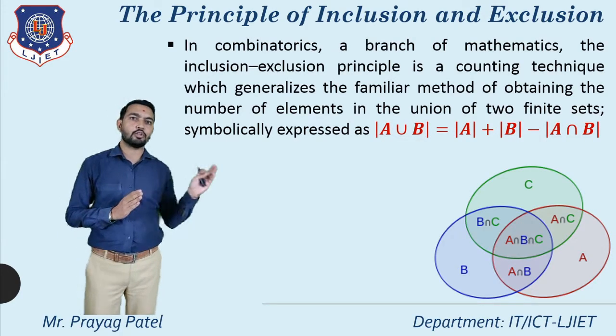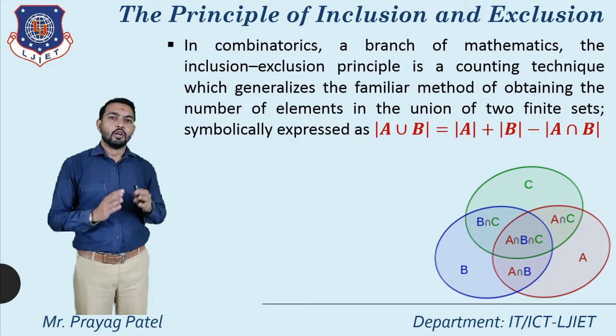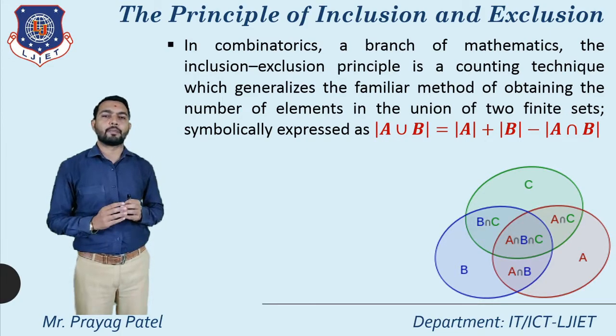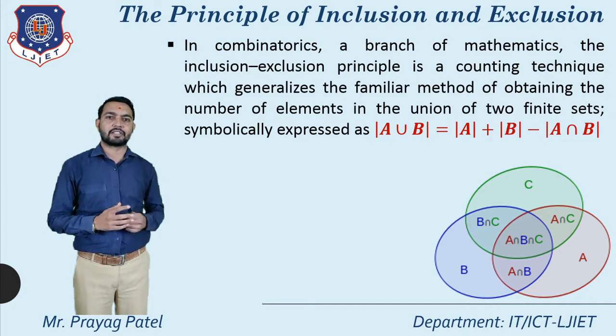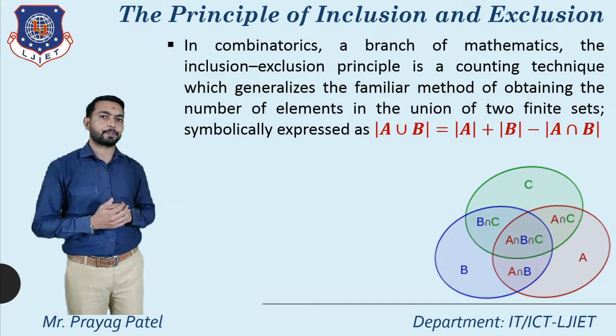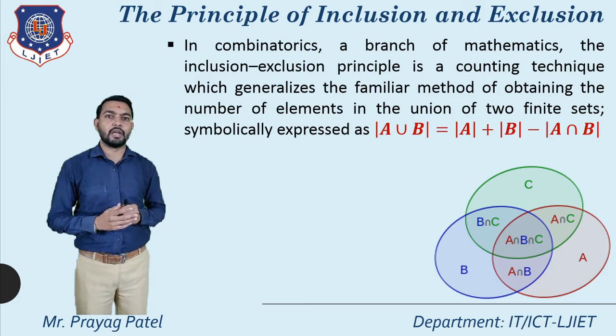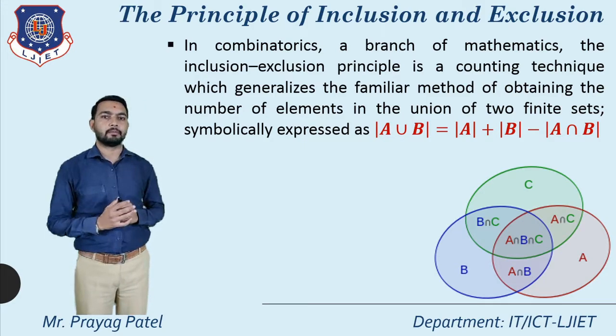First, we understand the logic. We already know the sets A, B, C. On these sets we perform operations like A union B, A intersection B, A intersection C, B intersection C. This figure represents the different combinations of sets A, B and C.